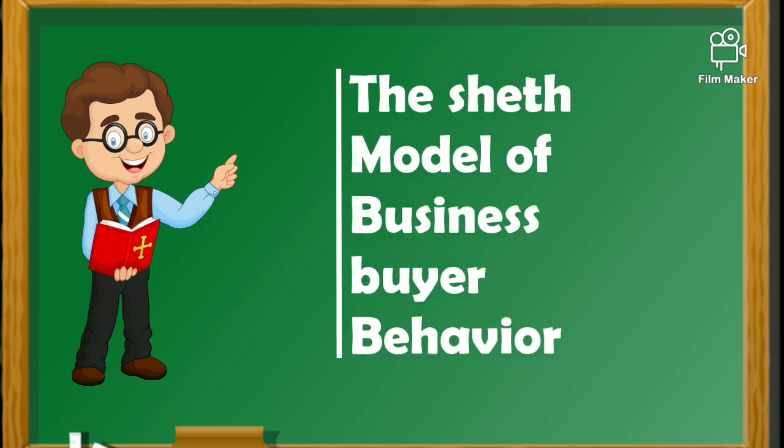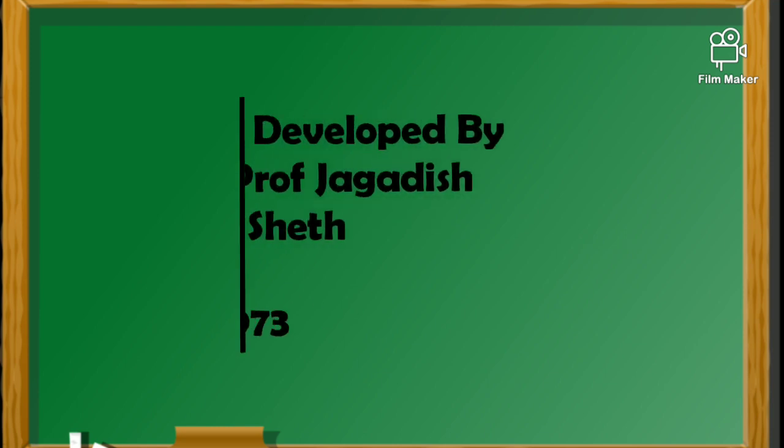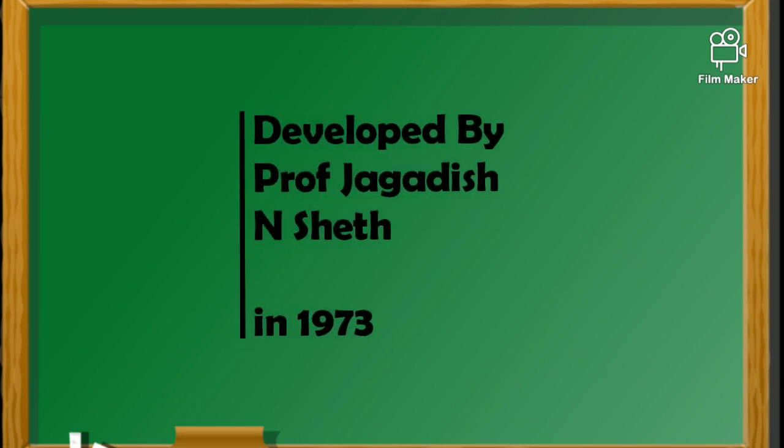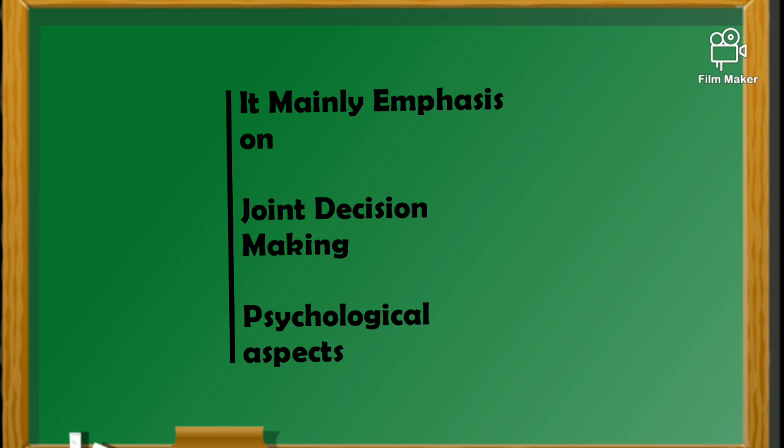Now let us learn the next model of buying behavior, that is the Sheth model of business buyer behavior. The Sheth model was developed by Professor Jagdish N. Sheth in 1973. And this model emphasizes the joint decision making by two or more individuals, and also some of the psychological aspects of decision making by individuals which influence the business buying behavior.